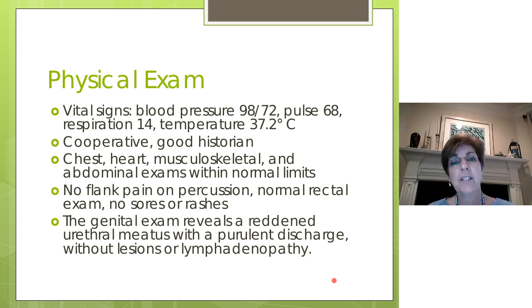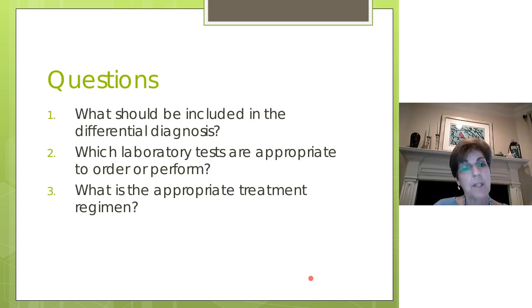Physical exam, vital signs were basically normal. There's no fever. He's cooperative and a good historian. Chest, heart, musculoskeletal, abdominal exam was normal. He didn't have any flank pain on percussion. He had a normal rectal exam and no sores or rashes. And the genital exam revealed a reddened urethral meatus with purulent discharge without any lesions or lymphadenopathy. And you always want to do a skin exam because some of the STDs give you a rash.